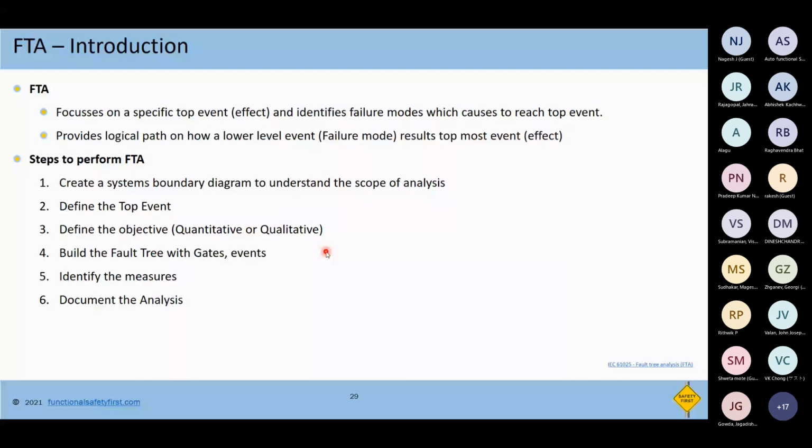And in FTA as well, we need to understand the boundary, and then we need to define a top event, which is our main use case, and then we need to identify the objective. So what is my objective? Is it qualitative, to identify only measures, or is it quantitative, to understand the target metrics as well? And then we need to start building the tree.